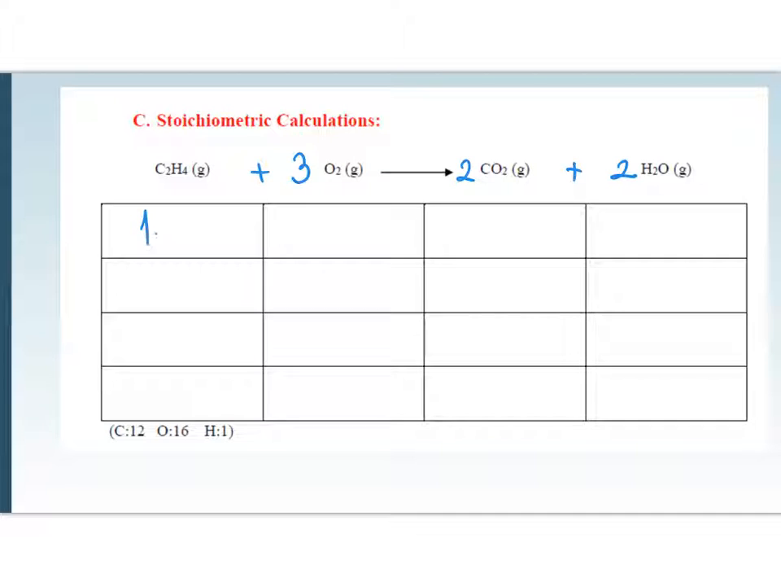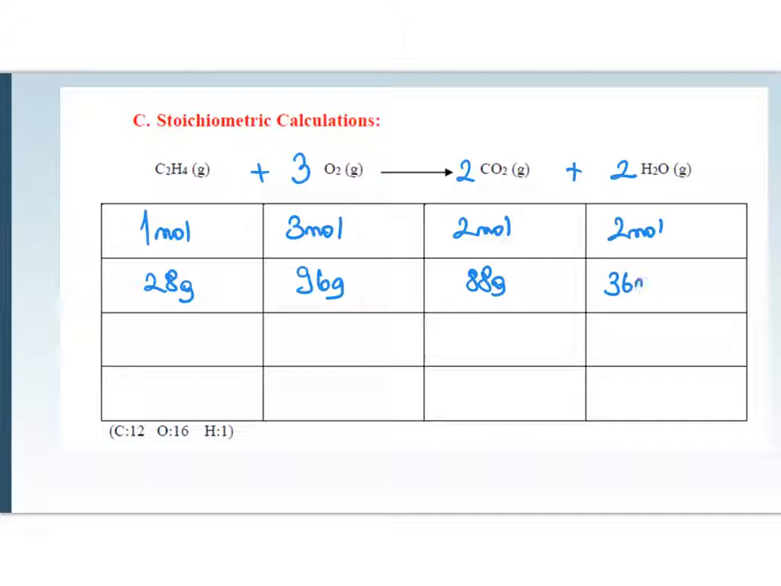So what can I tell you about this reaction? First, 1 mole of ethylene reacts completely with 3 moles of oxygen to produce 2 moles of carbon dioxide and 2 moles of water. Or you can say the molecular weight of ethylene is 28 grams. It combines with 96 grams of oxygen to produce 88 grams of carbon dioxide and 36 grams of water. Now look at them. When you sum these masses up, you see that they are equal to each other. So this is the law of conservation of mass.